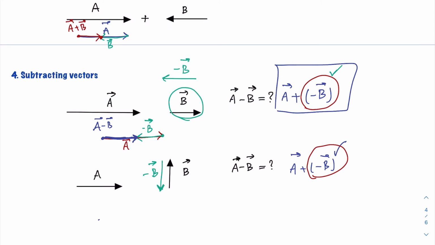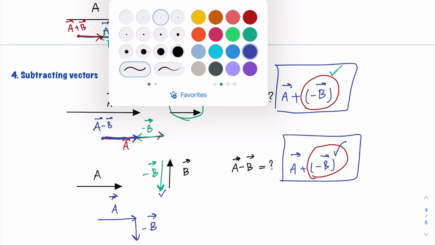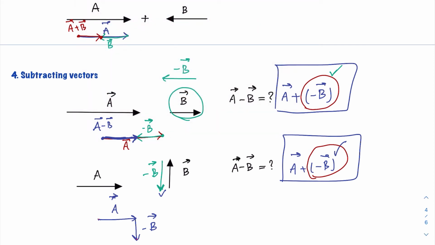So I will draw a vector A here. This is my vector A, and I will use this equation, which is vector A plus minus vector B. So minus vector B is here. This is minus vector B. And then I have one head and one tail, so I will connect tail to head. This will be my resultant vector, vector A minus vector B.